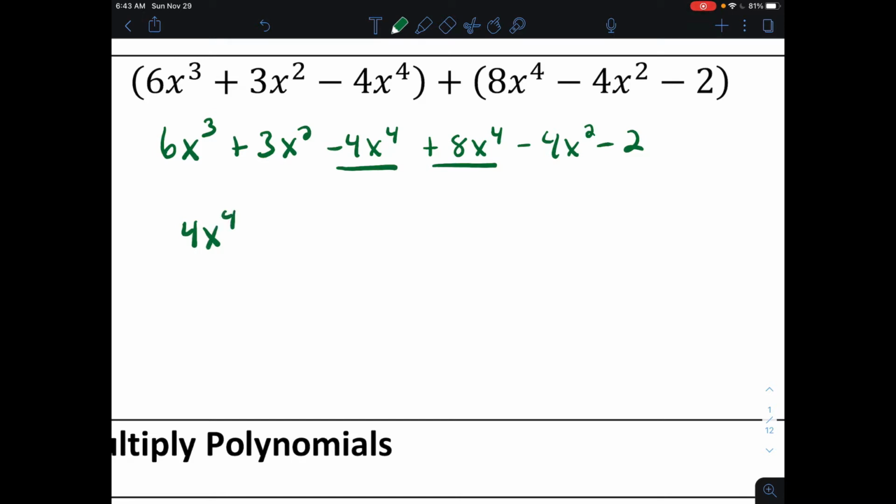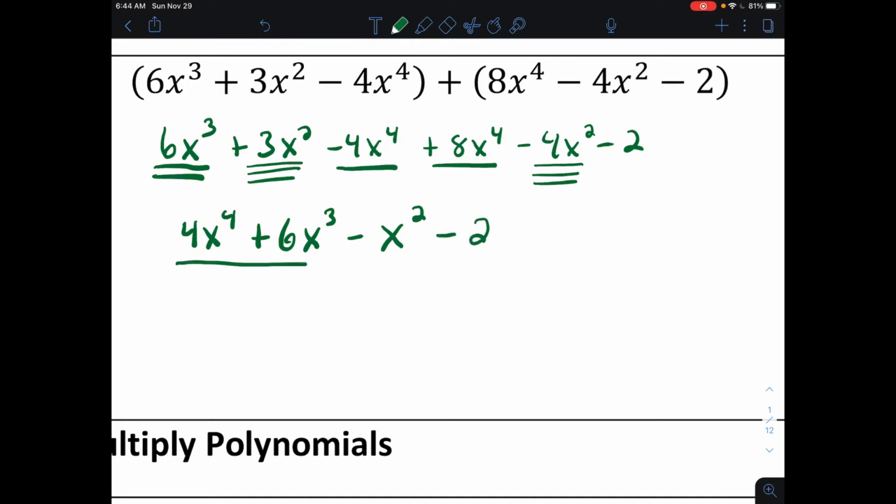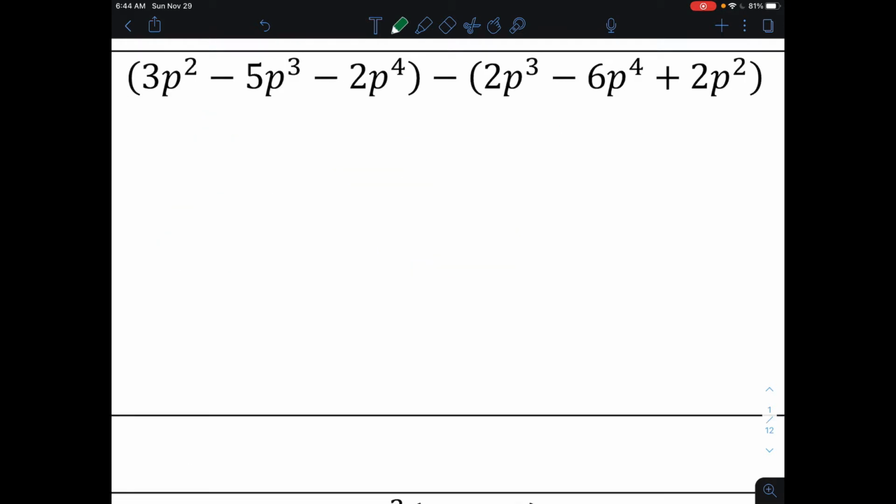Then move to your next highest exponent, which in this case would be x to the 3rd. We're scanning our problem. There's not another x to the 3rd, so I'm just going to write plus 6x to the 3rd power. And then we go to our next highest exponent, which would be x squared. I have 3x squared, and then I have negative 4x squared. We combine those, that makes negative 1x squared. And then we have minus 2 on the end that I don't have anything to put with. There's our simplified form.